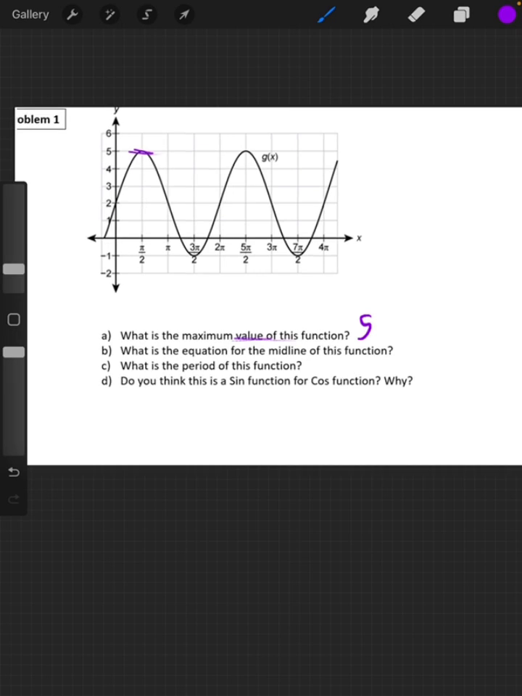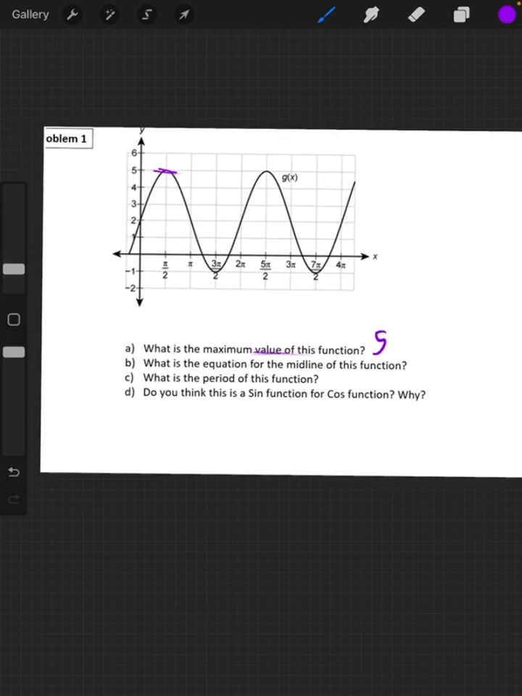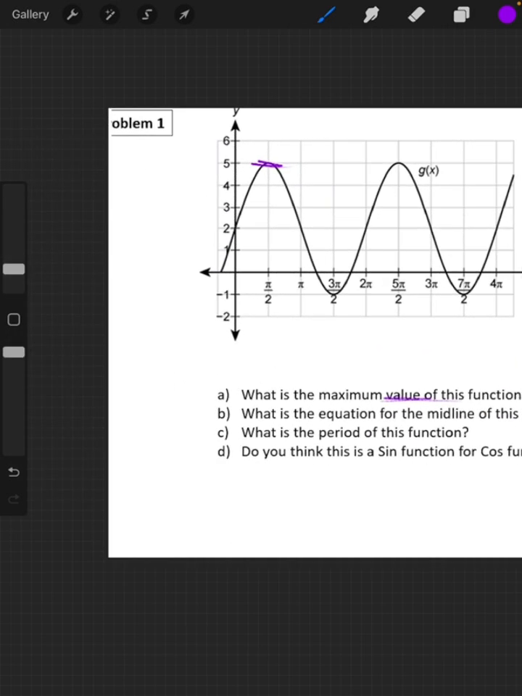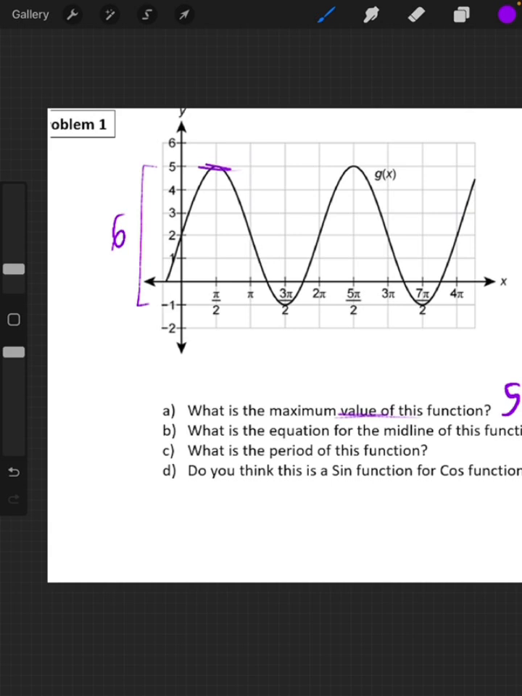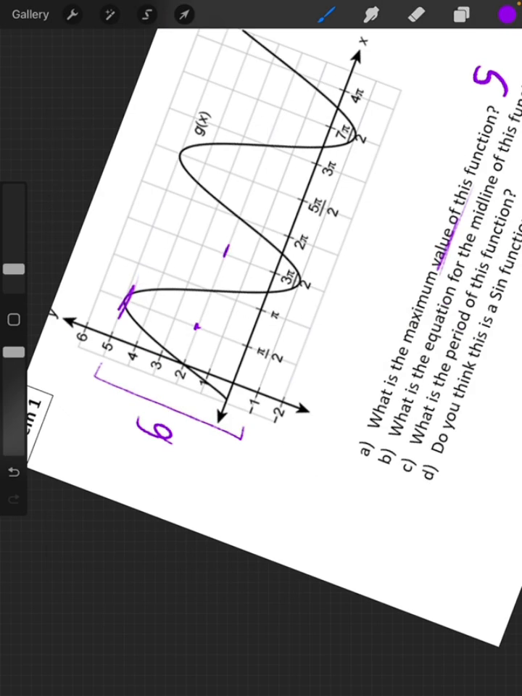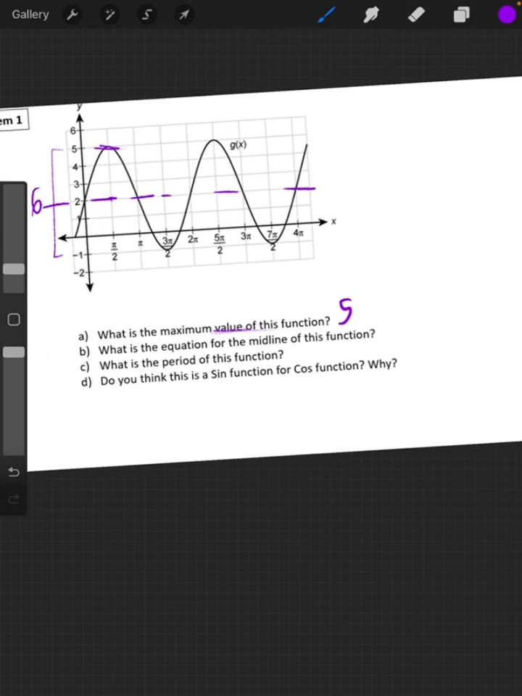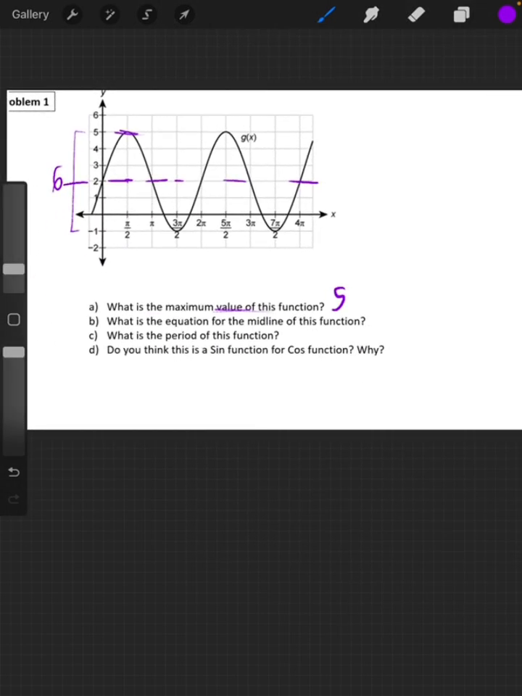The midline is, as the name suggests, the middle of the function. So first we need to figure out how long it is. It's from 5 to -1, so that'd be 6. And then half of 6 is 3, so the midline is 3 units away from the top or bottom. It's right here, so that's the midline right there. So that means that the midline would be y equals 2.